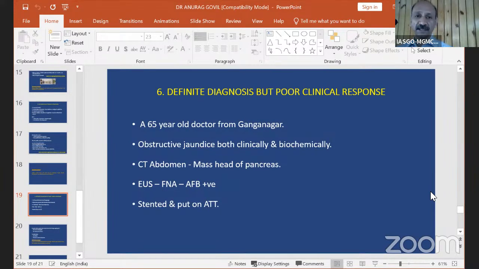CT revealed a mass in the head of pancreas. We went ahead, did an EUS, took an FNA, turned out to be AFB positive. Definite tuberculosis, there's no doubt, AFB positive. Stented the patient, put on ATT.